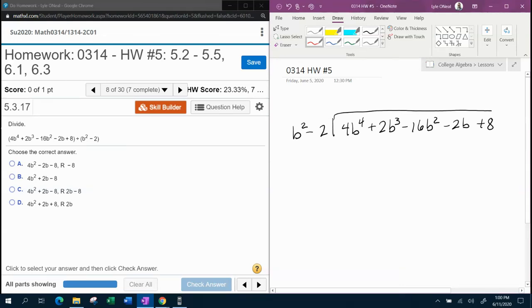All right, here we go. Question number 8 from our 0314 homework number 5 in MyLab Math. And the instructions say divide. So here we have another example of long division.